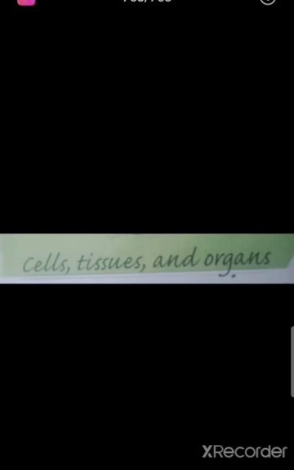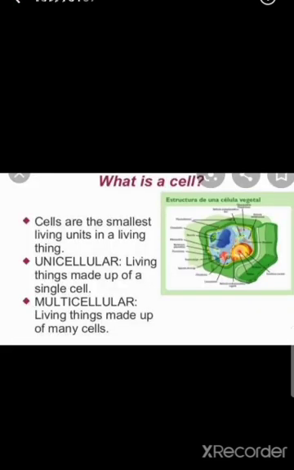Now in today's lecture we will read chapter number 1, that is cells, tissues and organs. So students, what is a cell? All organisms, plants and animals, are made up of tiny units called cells. Although there are many different types of cells, all of which have different jobs, most cells have certain features in common. So cells are the smallest living units in a living thing.